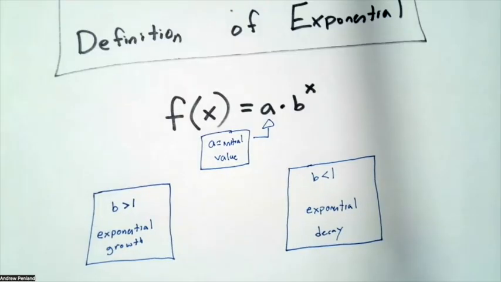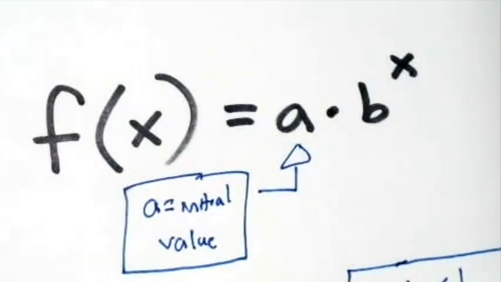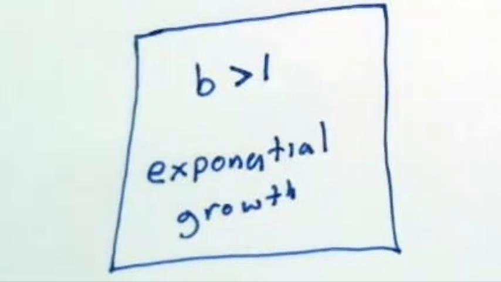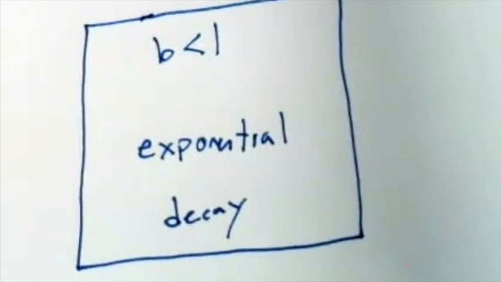The precise definition of an exponential function is a function that has the form a times b raised to the x. In this instance, the value of a gives the initial amount of the function, when the input is equal to 0. The value of b is the growth rate. When b is greater than 1, the function is an instance of exponential growth. When b is less than 1, the function is an instance of exponential decay.